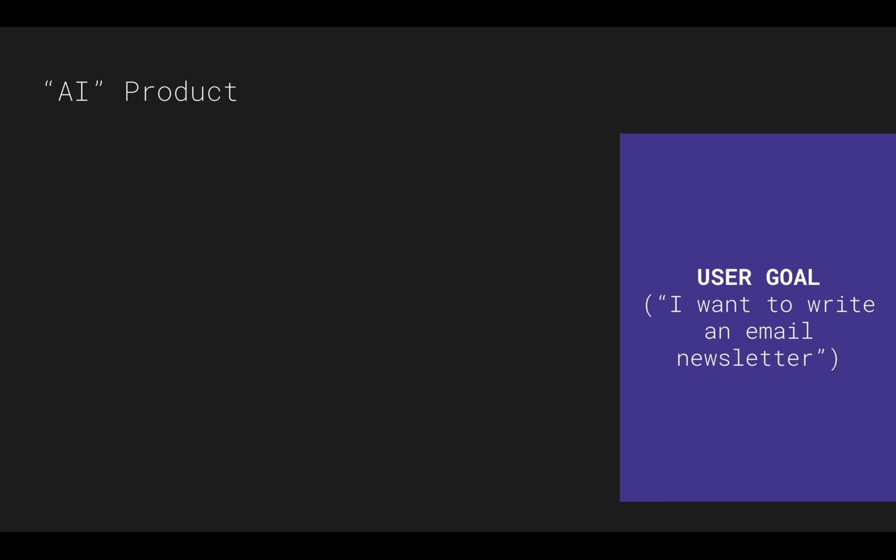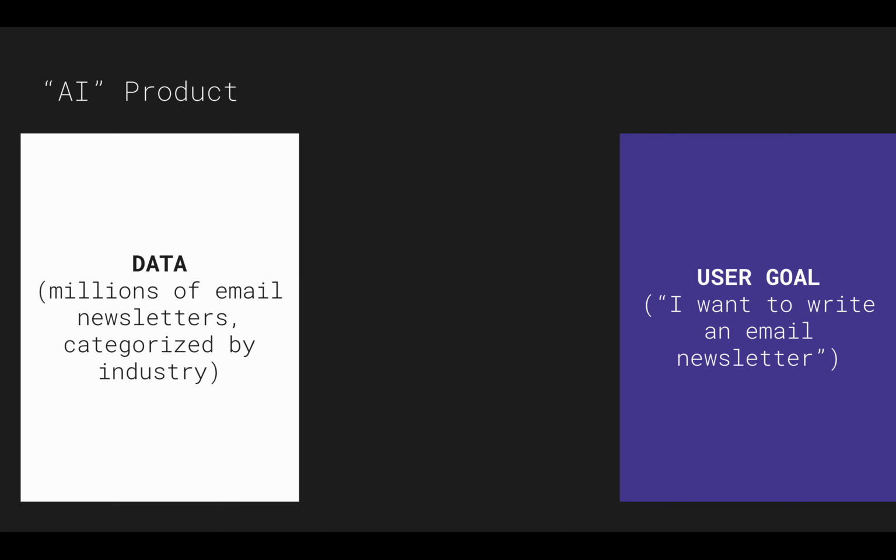So let's say an AI product is also trying to say, the user goal is I want to be able to create an email, and I want to be able to create an email newsletter. Well, in an AI product, you might say, well, let's just start with data. Let's look at millions and millions of email newsletters that have already been written. So let's go and scrape MailChimp's data set, or maybe we're at MailChimp and they want to scrape the data set. And maybe you organize these things by certain things.